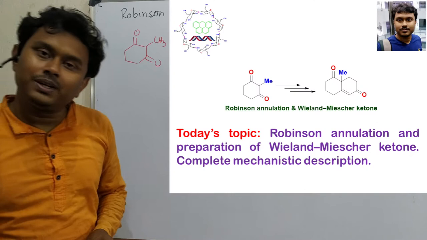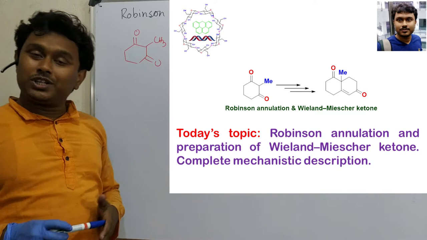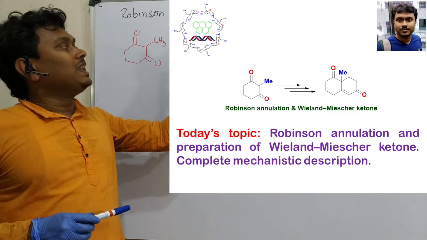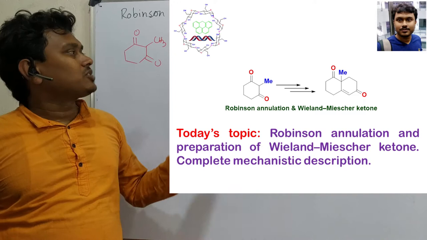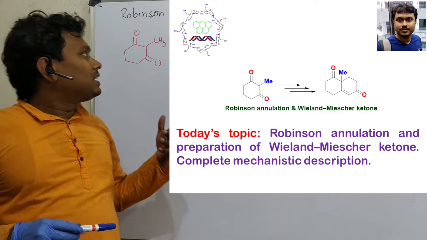So today we will discuss another interesting topic, better to say, Robinson annulation. It's a name reaction you may consider. It's an application for the preparation of Wieland-Miescher ketone. It's a very famous core compound for the preparation of a wide number of natural products. That's why we will learn this, and this is an application of it.